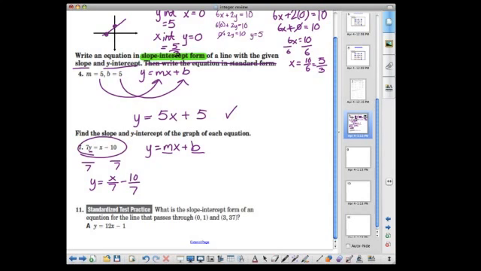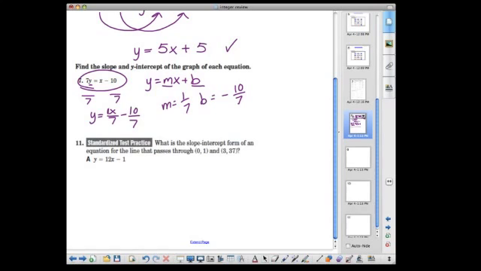If I look quickly, my b value is negative 10 sevenths. My m value is a little more complicated because I have x over 7. That's not really a proper fraction. I need to think of it as 1 times x over 7, or 1/7. Finally, instructions for set number 4. I'm sorry, I skipped a word problem. You can do that on your own.